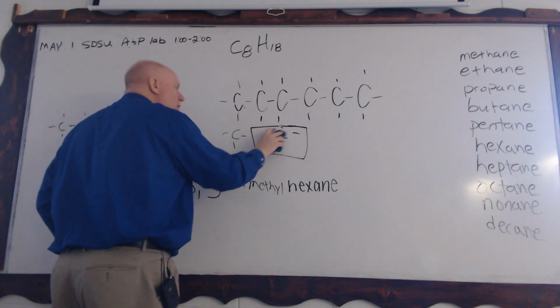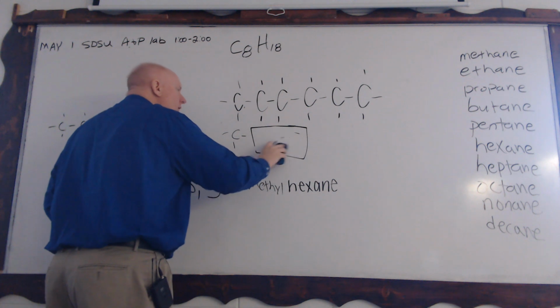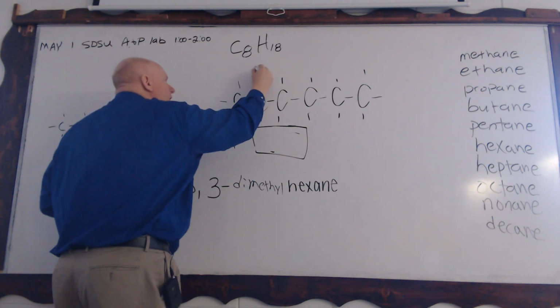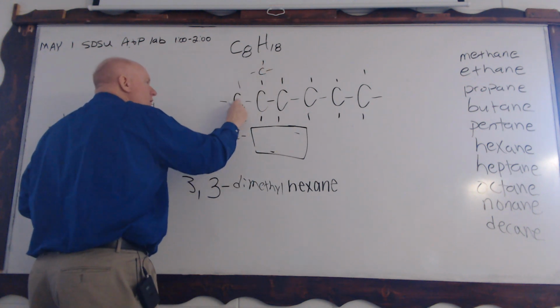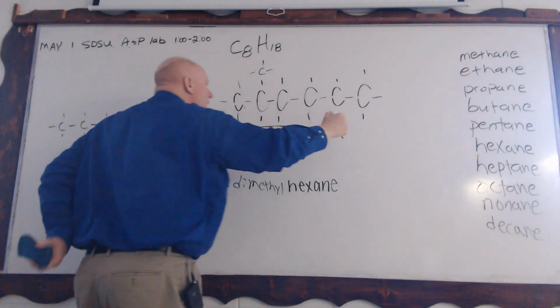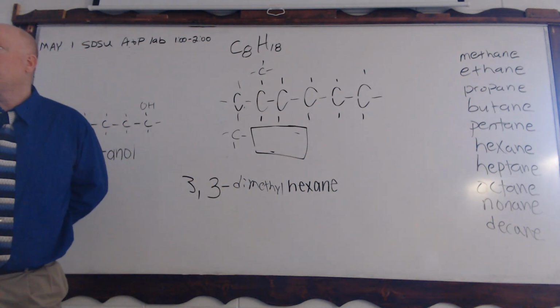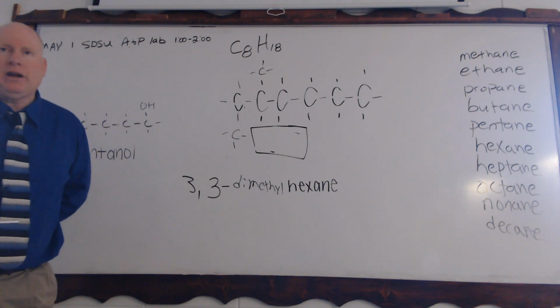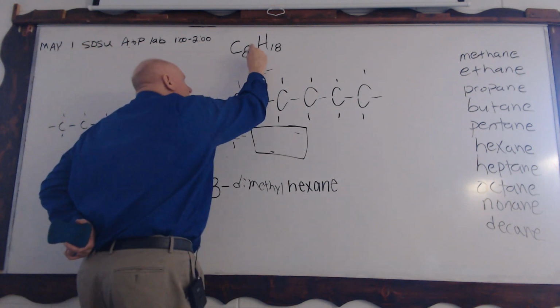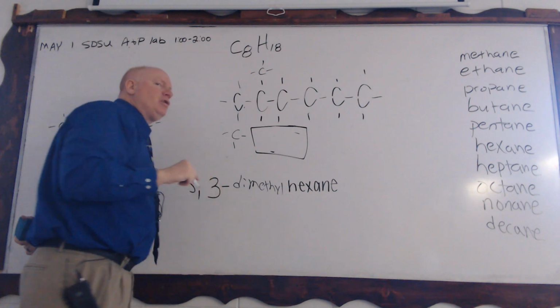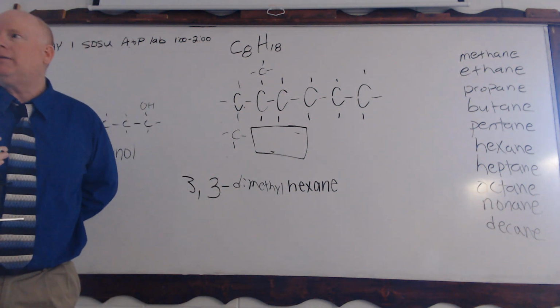So can we just move this methyl group? Sure, let's go ahead and put it over here. 1, 2, 3, 4, 5, 6, 7. We still have heptane, but that methyl group is on which carbon now? It's on the third one. That's another isomer. All of them will have that same formula, but the structures will continually change.